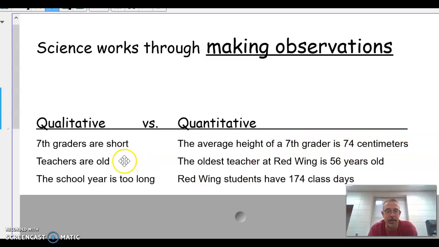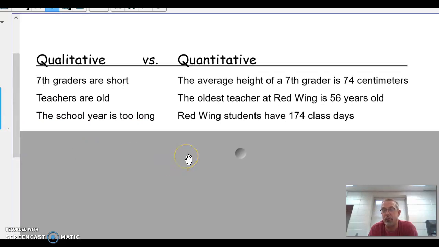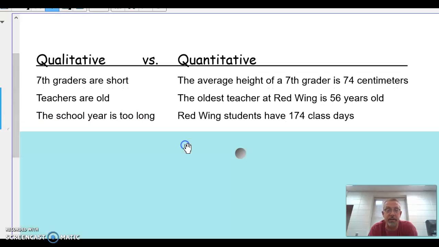A qualitative observation might be that teachers are old. You might add some other adjectives to that as well, which might not be so nice. But that's a qualitative observation. Or you could say that the oldest teacher at Red Wing is 56 years old. That is a quantitative observation. And you could say the school year is too long. In this case, you could say, well, Red Wing students have 174 class days. Actually, this year it's 170. So this is more like an opinion, but it's just an observation that you're making.